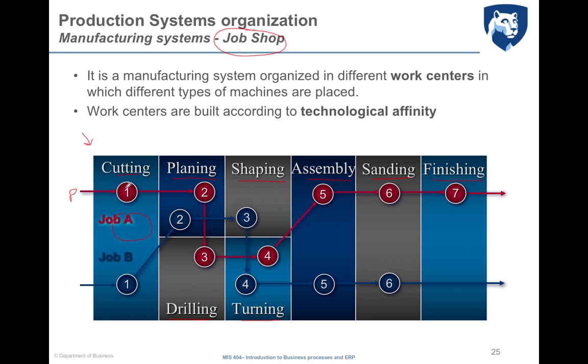In this case, the product enters and needs cutting, then planing, then goes to drilling, then turning, then assembly, sanding, and finishing. It doesn't need shaping. So this means that of the 8 available work centers, product one will go through 7 of them, while product 2 doesn't need drilling and goes through cutting, planing, shaping, turning, assembly, sanding, and it doesn't even need finishing. So it will use 6 out of 8 work centers. In this case, you see that work centers are grouped with similar machinery, and products cross the work centers according to the operations that they need.